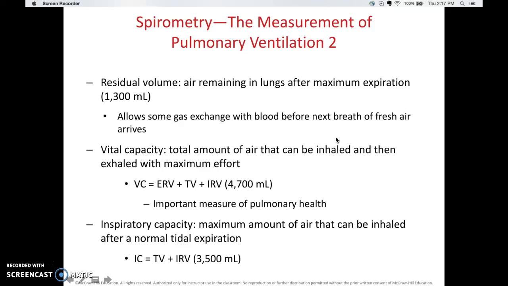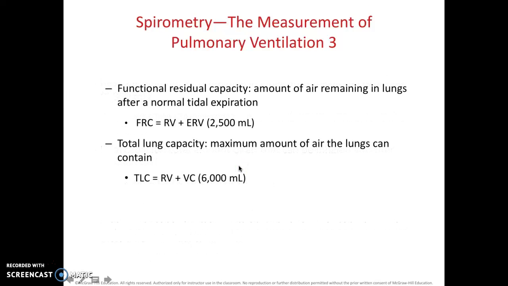I won't be asking you for these exact equations, but do look back at that graph that we showed and try to make sense of them so that you can understand what's going on when, because it does get kind of confusing. The functional residual capacity is the amount of air that remains in the lungs after normal tidal expiration, whereas the total lung capacity is the maximum amount of air that the lungs could possibly contain.